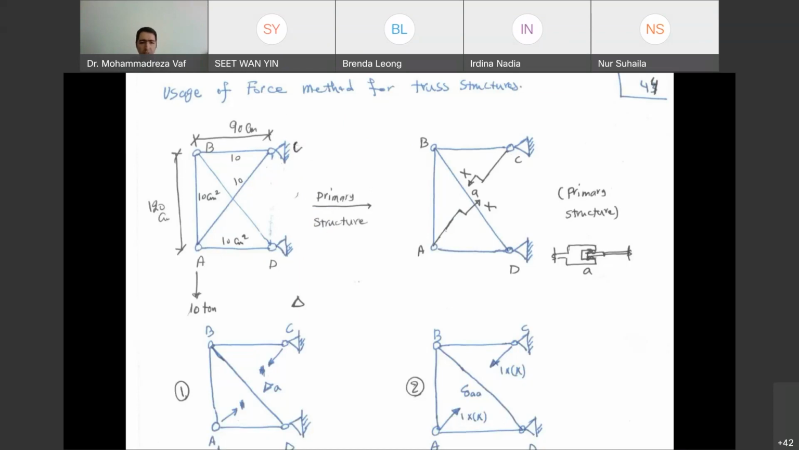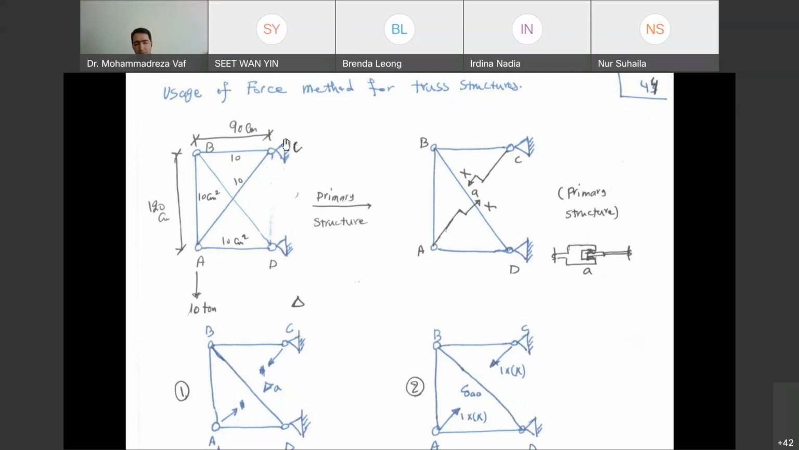What you see on the left side here is a truss which is given to us to be analyzed through the force method. You can see the length is 90 centimeters, height 120, and a 10-ton force has been applied to point A. If you check this truss, you can see that we have two pin supports, which give us 4 support reactions. Then our structure is going to be 1 degree indeterminate.